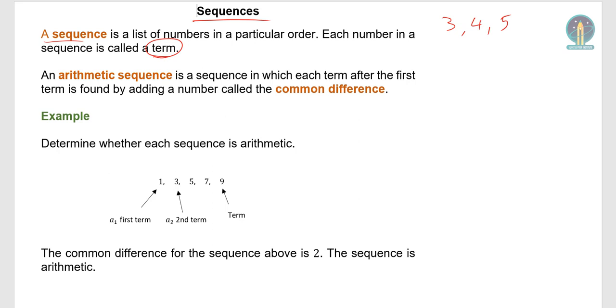In this case, it's the addition of 1 to each term. So the next term after 3 is 4, which is 3 plus 1. The next term after 4 is 5, which is 4 plus 1, etc. An arithmetic sequence is a sequence in which each term after the first term is found by adding a number called the common difference.